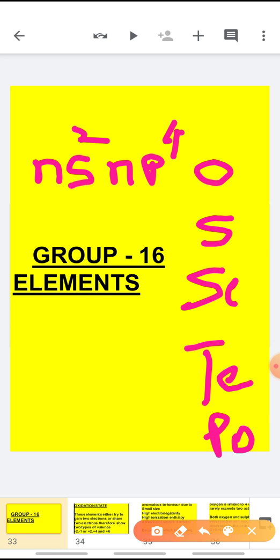After this, we discussed the trends in atomic and ionic radii. The ionization enthalpy also we have discussed, electronegativity, electron gain enthalpy, catenation and allotropy. Up to here we have already discussed in the live class. So today I am starting with the oxidation state.